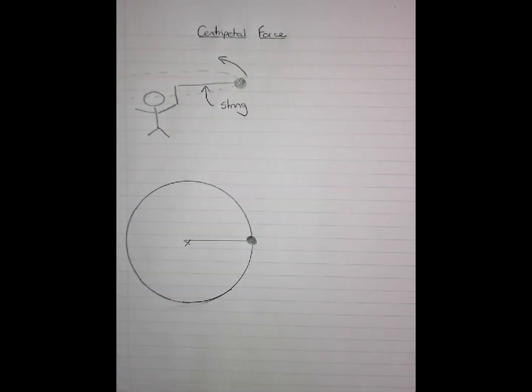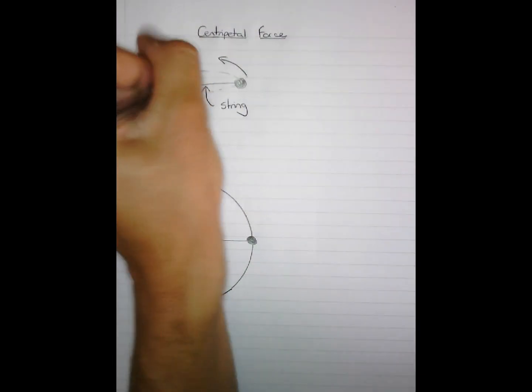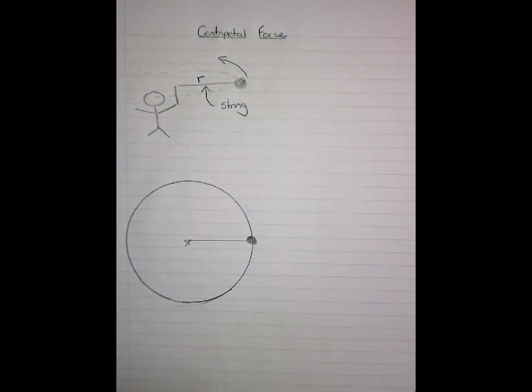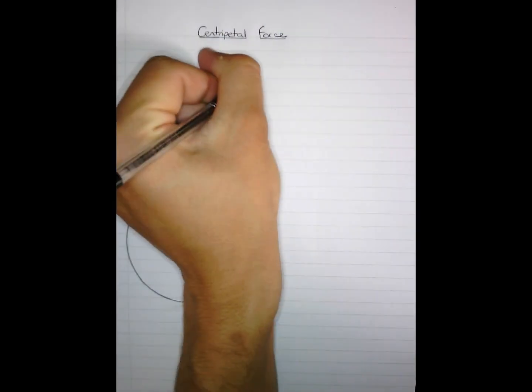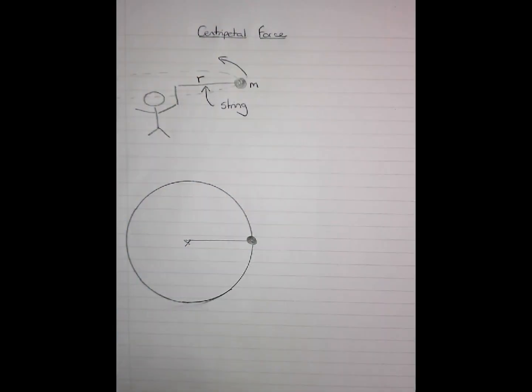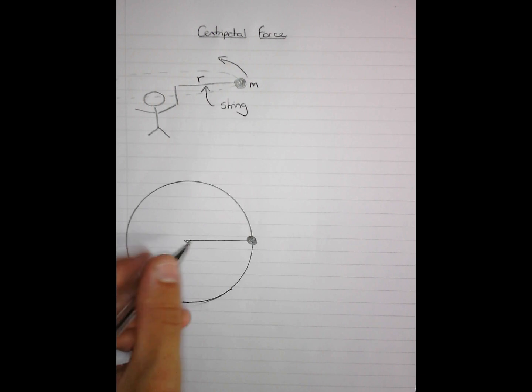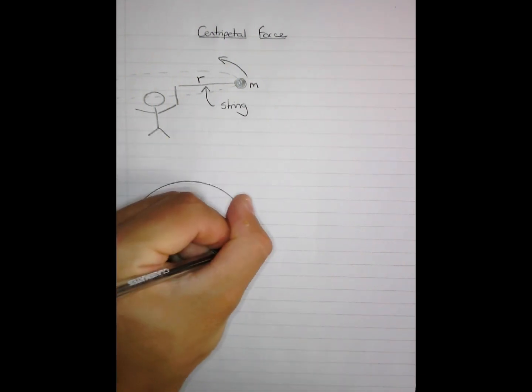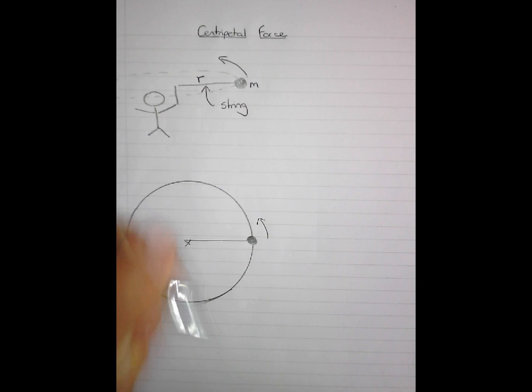We can say the length of the string is r, which gives us the radius of the circle that it's traveling in. And we can just say that whatever this mass is, it's a general mass m. And what we've got here is a bird's eye view of the same situation. So this mass is moving in the anti-clockwise sense.